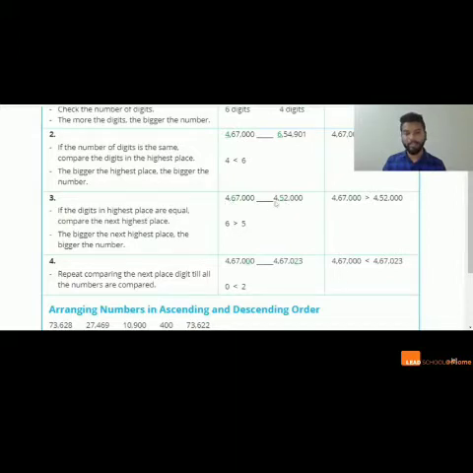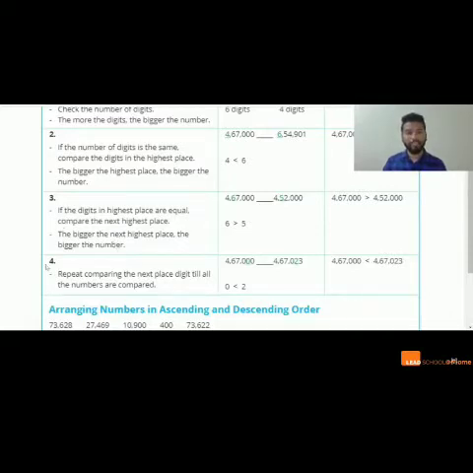Can you see my 4 lakhs and 4 lakhs are the same? Then I will move to my 10,000s place. So I have 6 ten thousands or 60,000. I have 5 ten thousands or 50,000. I know 60,000 is greater than my 50,000. So the bigger the next higher place, the bigger the number.